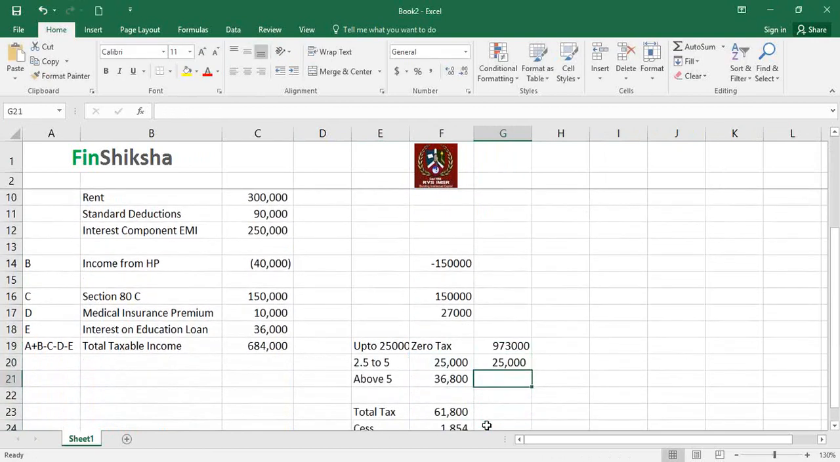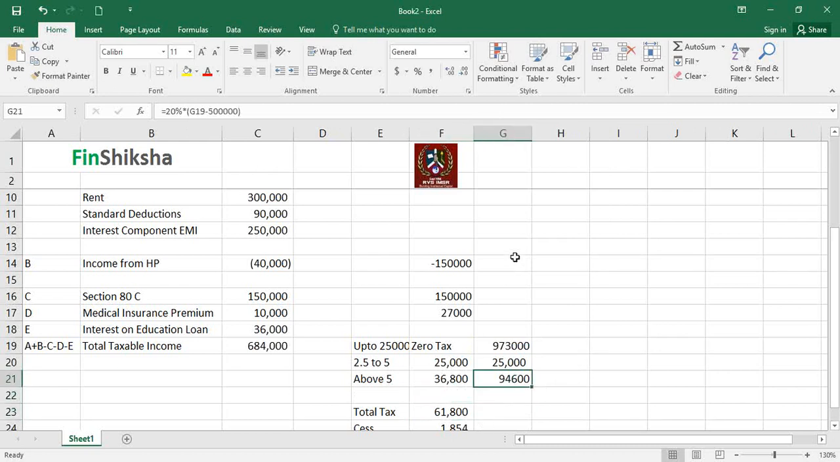That's going to be 25,000. That's going to be 20% into 973 minus, sorry, we have to do a 973 minus 5 lakhs. And that's the total taxation amount.